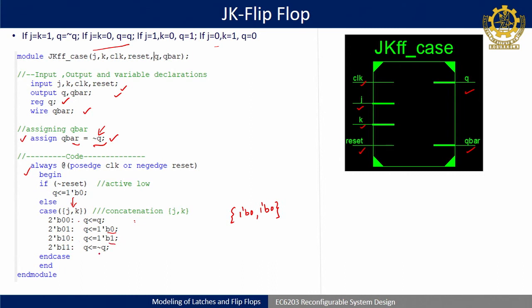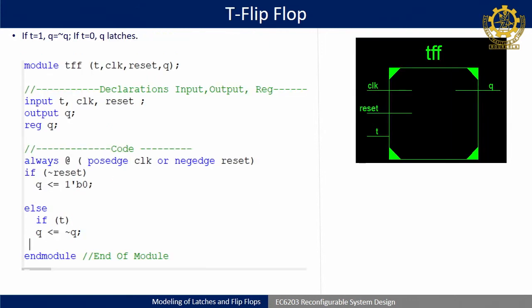That is why Q is equal to not of Q, and in all the cases I have used non-blocking assignments. As we discussed, for sequential design, non-blocking assignments are better than blocking assignments, so you prefer to write sequential designs using non-blocking assignments, less than equal. Depending upon whatever value of Q is changing here, Q bar will update its value each time. So this is the JK flip flop using case. You can also do if else, but case is easier to write.